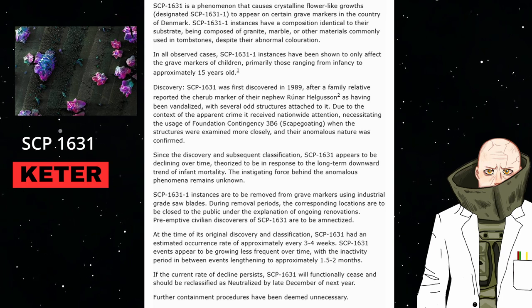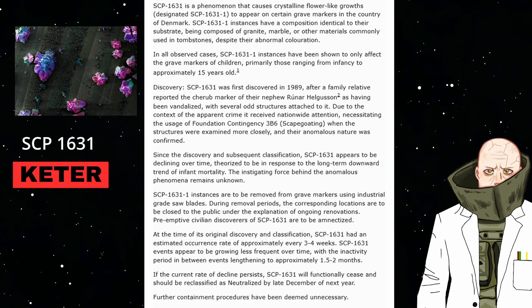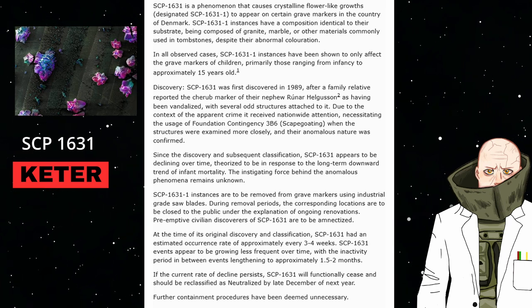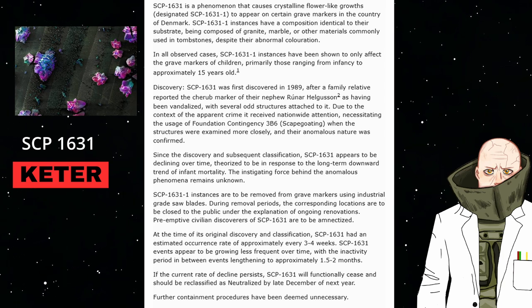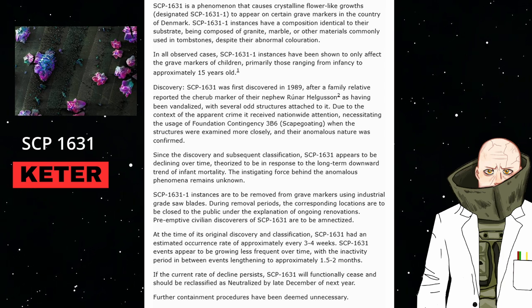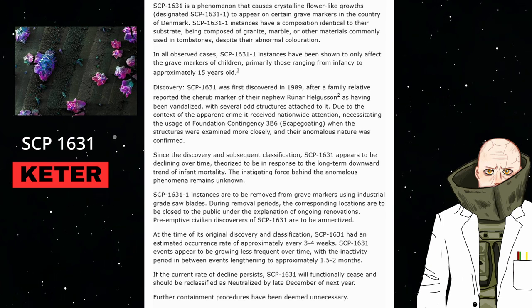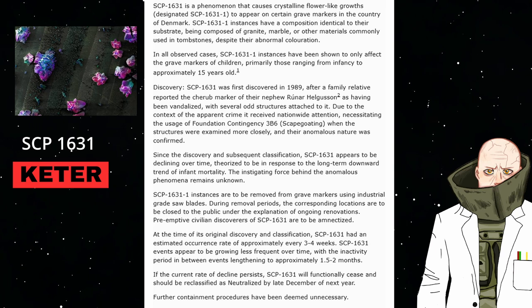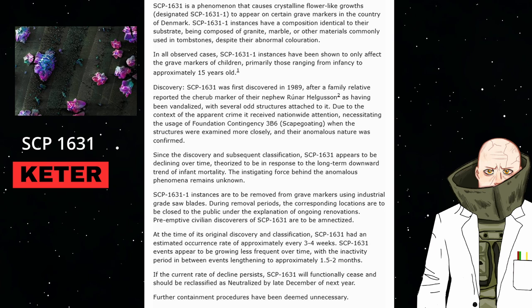Due to the context of the apparent crime, it received nationwide attention, necessitating the use of Foundation contingency 3B6, scapegoating, when the structures were examined more closely and their anomalous nature was confirmed. Since their discovery and subsequent classification, SCP-1631 appears to be declining over time, theorized to be in response to the long-term downward trend of infant mortality. The instigating force behind the anomalous phenomena remains unknown.